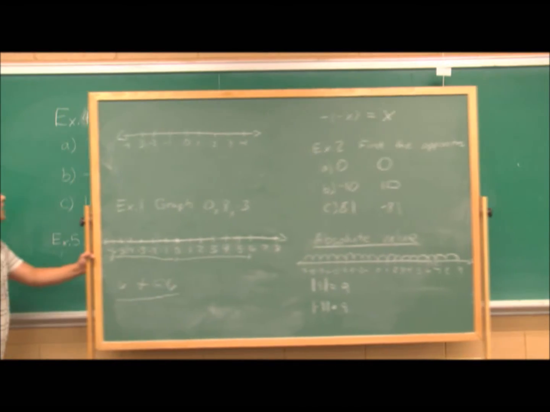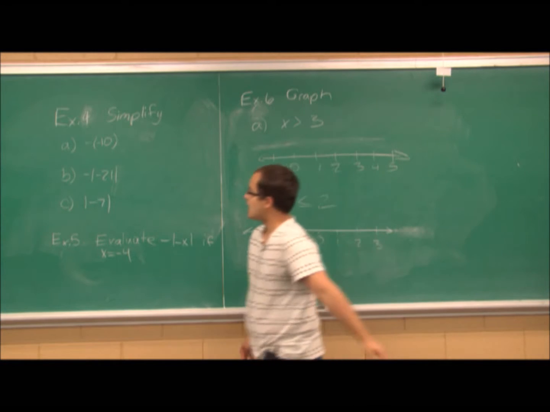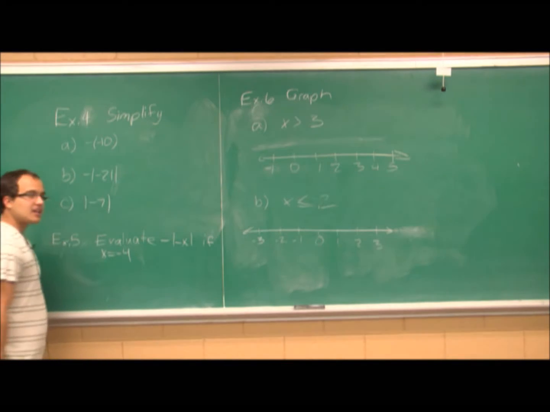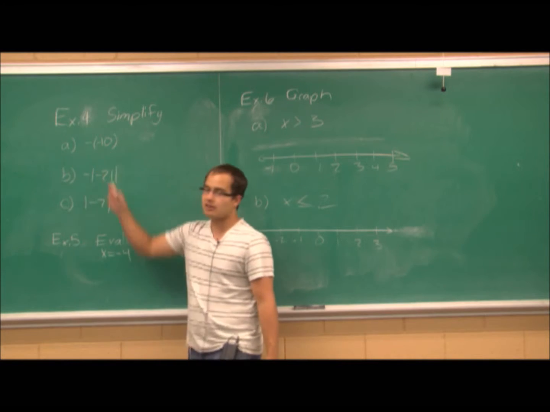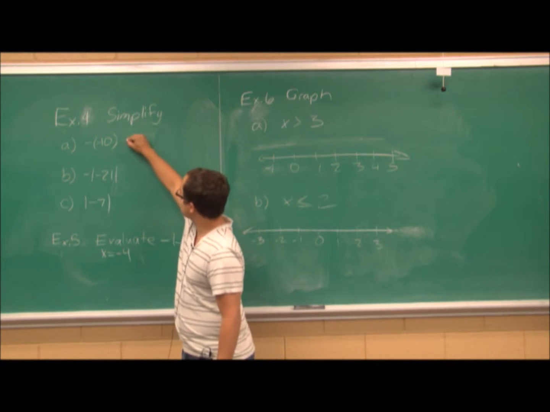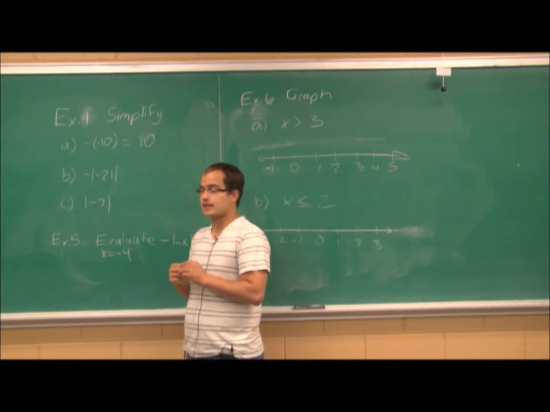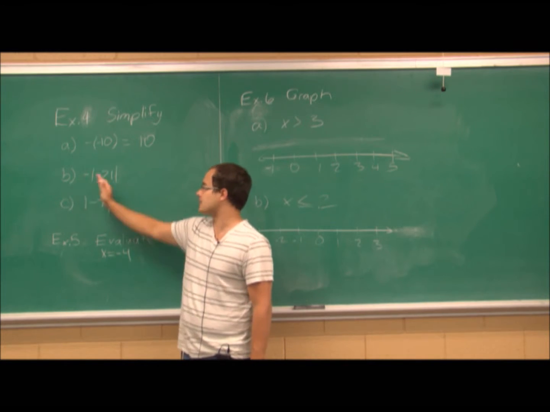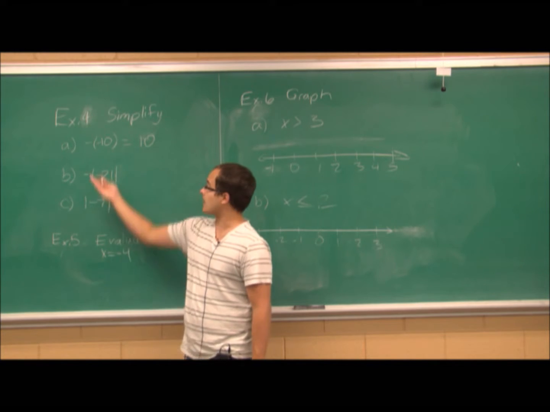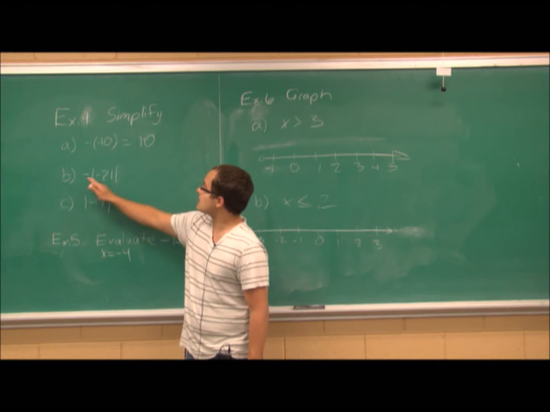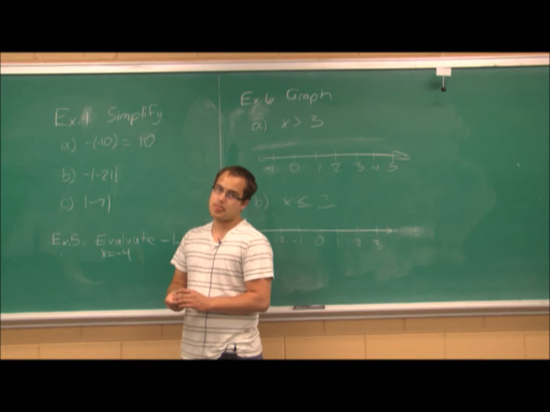So now let's go on to example 4, which is simplify some expressions. A, the opposite of -10. What that means is take the opposite of -10, which is 10. Now this gets a little tricky because a lot of people want to say, oh, the opposite of -21. That is not what this is saying, unlike part A. This says the opposite of the absolute value of -21.